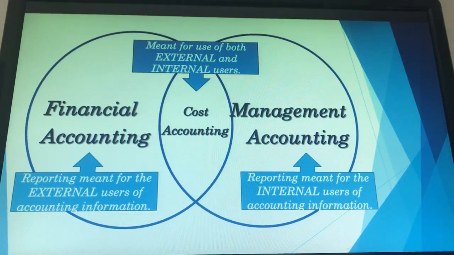Sabi natin kanina, we have two kinds of users of accounting information: the internal users and the external users. Now, the external users of accounting information use financial accounting information. Financial accounting information is more historical kasi nangyari na yung transaction tsaka pa lang natin i-record. And after nating ma-record, sasummarize natin yung mga transactions na nangyari dun sa company and then dun pa lang lalabas yung financial report. Then yung financial report na yun, dun pa lang siya magiging available sa external users of accounting information.